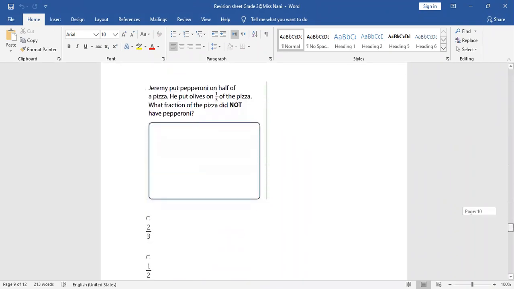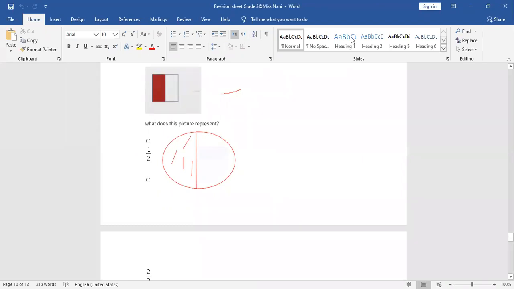Let's complete. Jeremy put pepperoni on half of a pizza. He put olives on a third of the pizza. What fraction of the pizza didn't have pepperoni? So he told me that he put pepperoni on half of the pizza, which means if this is the pizza, I have pepperoni only on half of the pizza. Here only I have pepperoni. So the other half doesn't have pepperoni. So the answer is half. Excellent, yes.